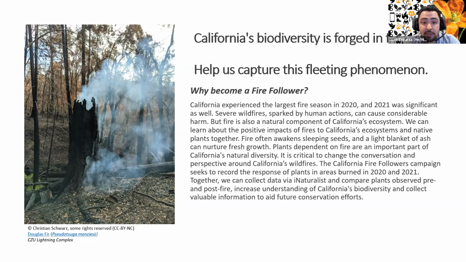Two is to activate and educate volunteers to increase outreach to people in science, especially those that have historically been excluded from conservation. And then three is to gather data on fire following plants to compare plants seen before and after fires by fire intensity, and also increase an understanding of what fire followers are specifically, and provide crucial information on species of concern to aid in future conservation efforts and recovery.